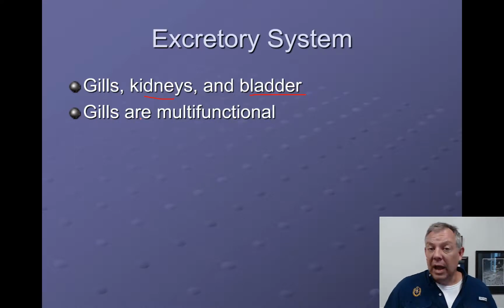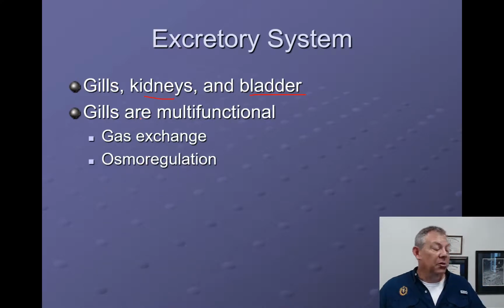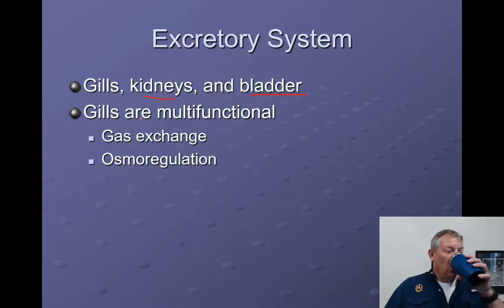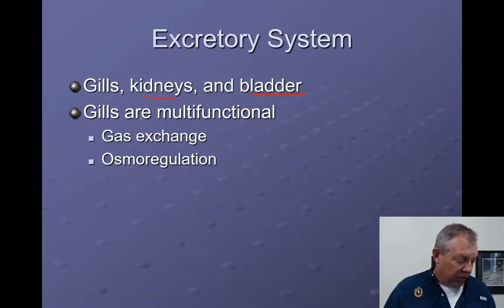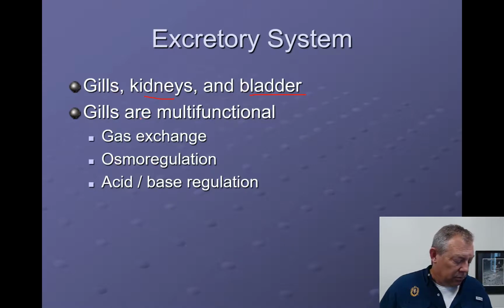They're very delicate, and if they get damaged, it can have wide-ranging effects on the fish. Of course, they're used for gas exchange, so dump off your carbon dioxide, pick up your oxygen. They're used for osmoregulation, so they can actively pump ions one way or the other, depending upon whether you're a freshwater fish or a saltwater fish, to help maintain the salt balance within the fish's cells. They're important for acid-base regulation, so adjusting the pH of the blood. A lot of that occurs at the gills.